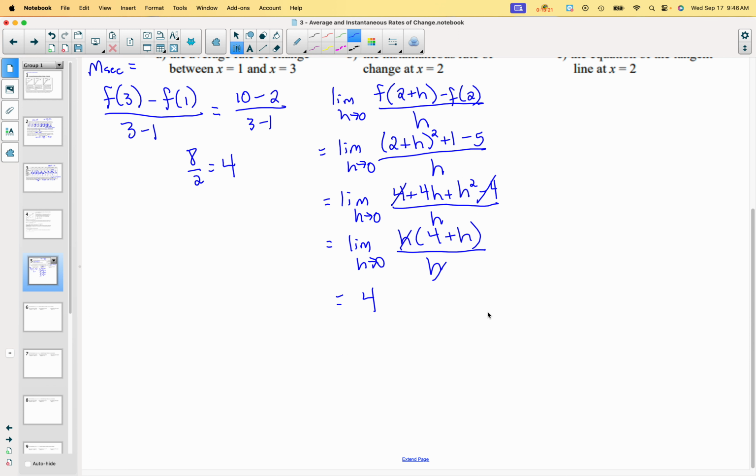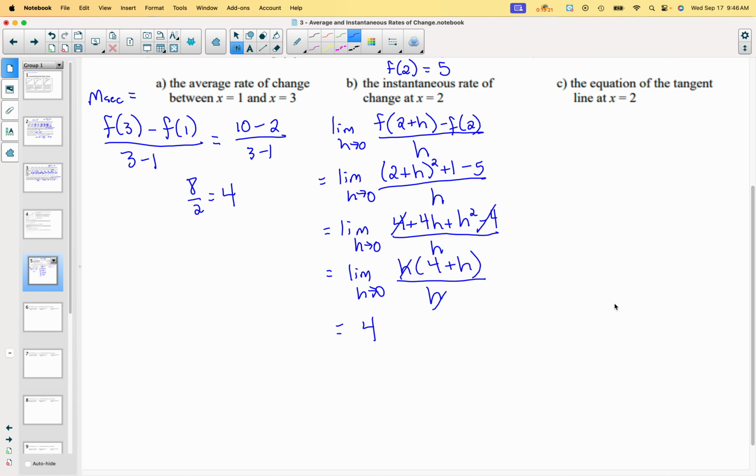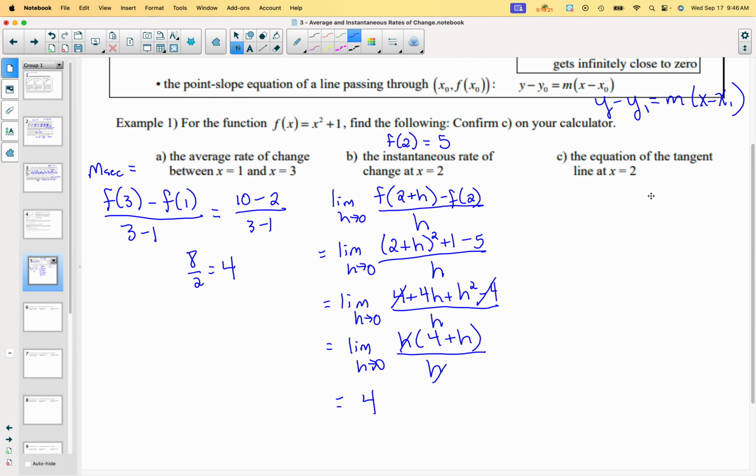Now, in this example, the average rate of change matches the instantaneous rate of change. That's not always the case. It won't always happen that way. But this time it did.